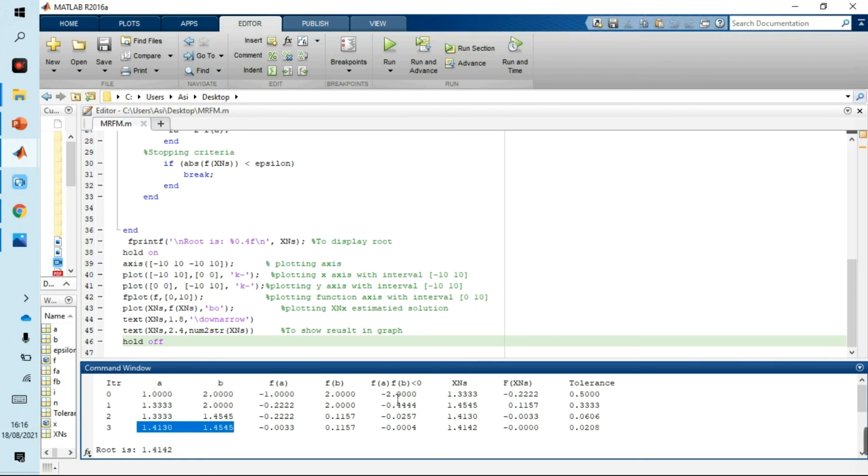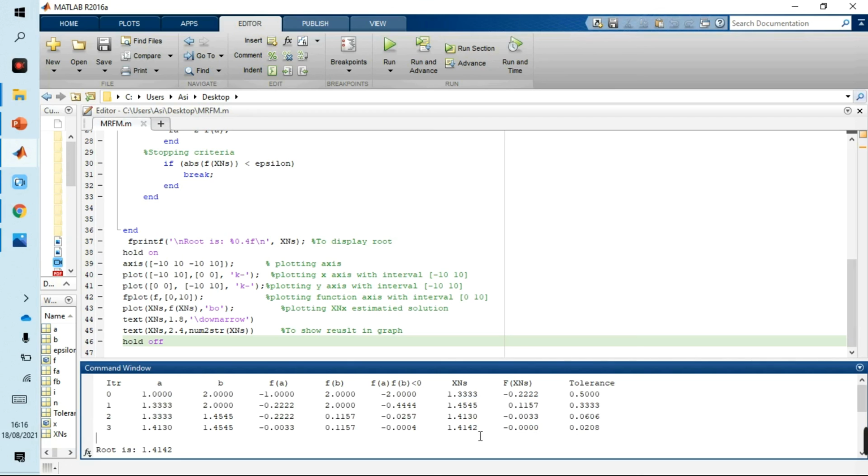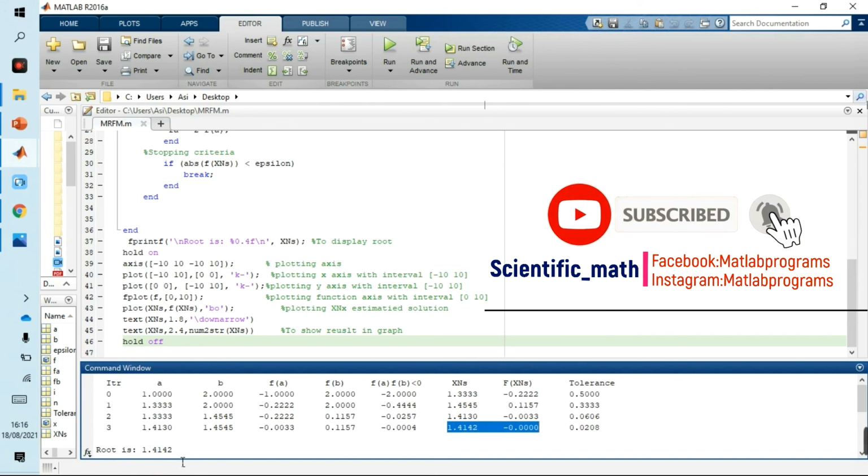And we can also check the details of the example, and this is the tolerance in our solution, and at this estimated solution, the value of the function is completely zero. So this is our final solution or the root of the function.